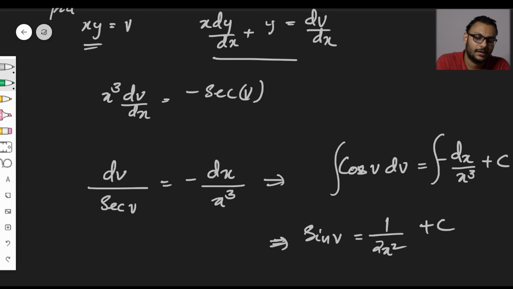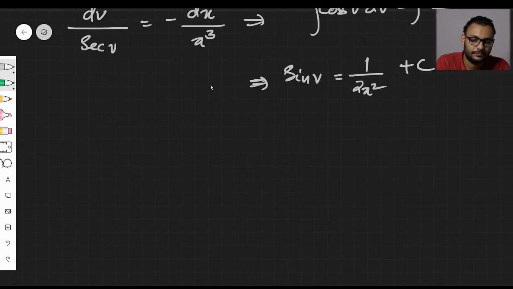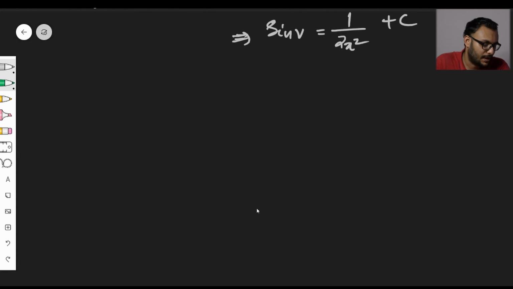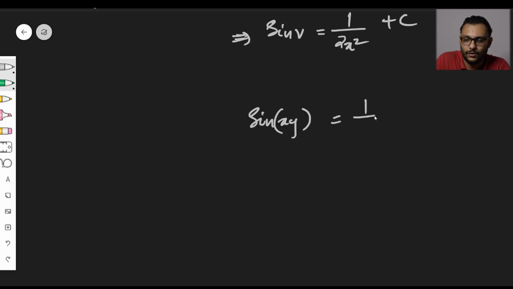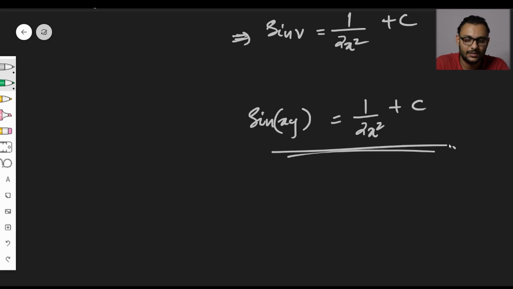So finally, substituting back, we can rewrite it as sin v, which is sin xy, equal to 1 by 2x square plus c. This will be the solution of the given differential equation. See, this is quite simple, but keep in mind that we can only solve a differential equation if we can convert it into the general form that we are familiar with. I hope you all get this problem. So now we can move on to the next type.